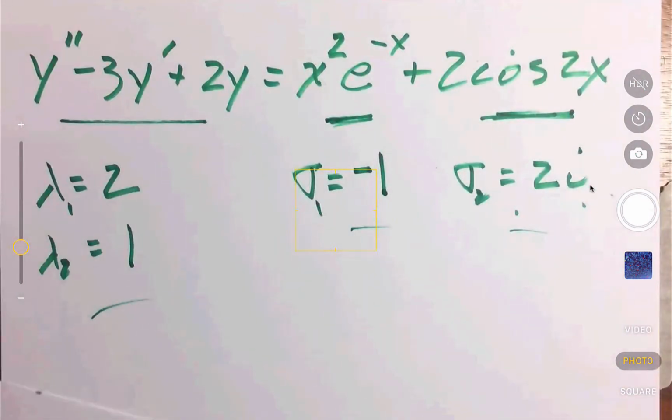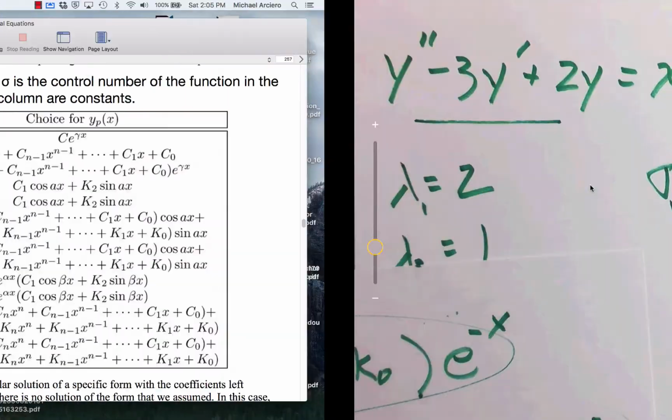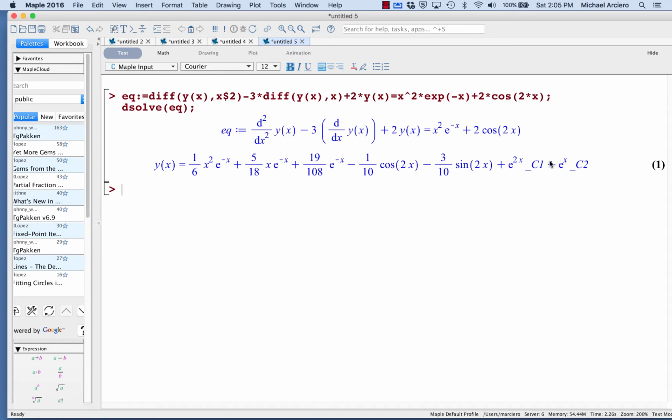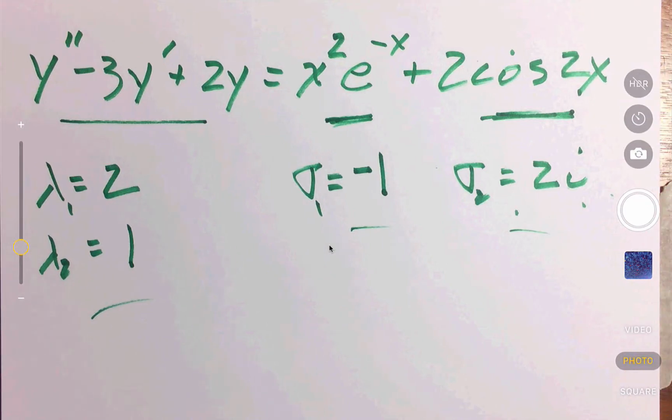Again, leaving the computations up to you, I'm going to look and see what we get in Maple, see if we can make sense of it. So here looks like the homogeneous solution, and then we get the particular solution portion that gives us the sinusoids, and then we have the powers of x times e to the minus x.